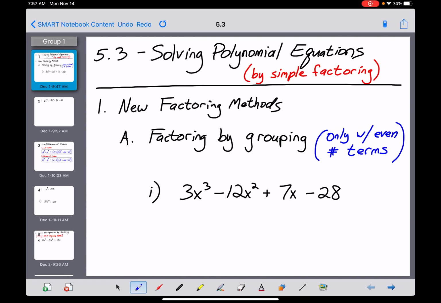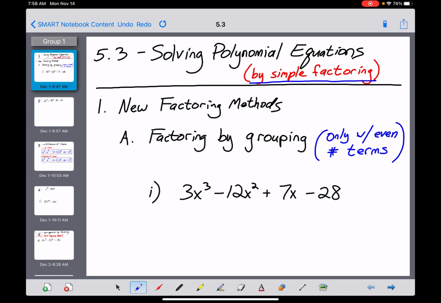All right, you guys, in 5.3, we're moving on into really the later part of this chapter here, and we're getting to the big concept that we do in almost every chapter here in Algebra 2, learning how to solve equations of a different type than maybe we've solved before. So here in 5.3, we're really learning how to solve certain, not all, but certain third degree, fourth degree, fifth degree, maybe even polynomial equations, and we're going to do that by the method of what we would call simple factoring. It's going to get a little bit different later on in this chapter.